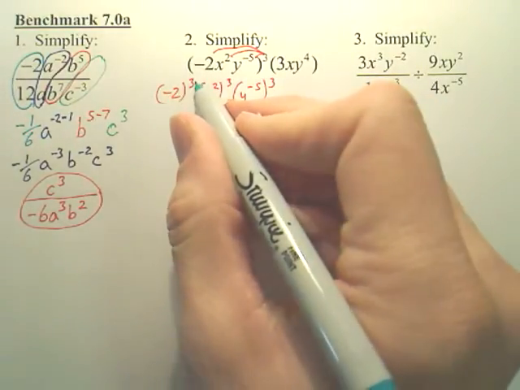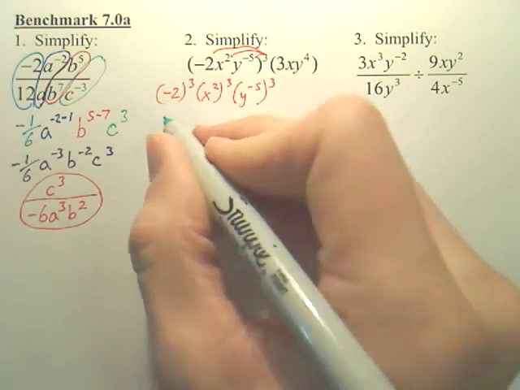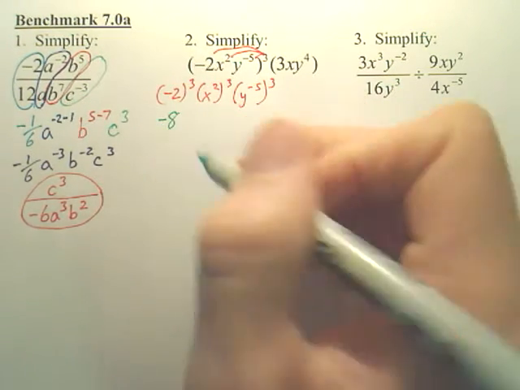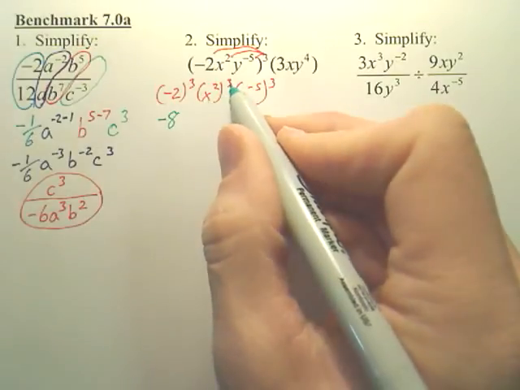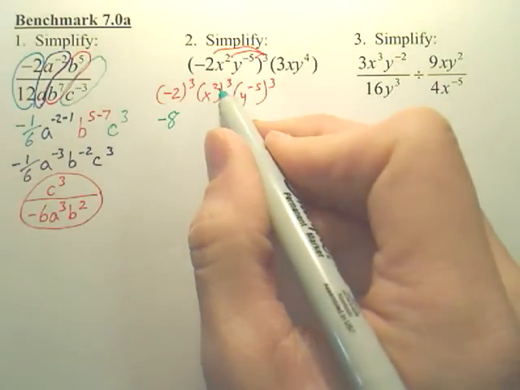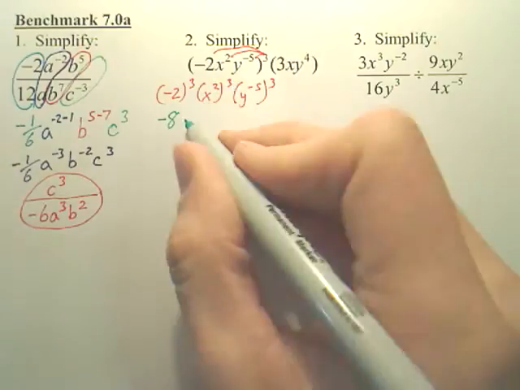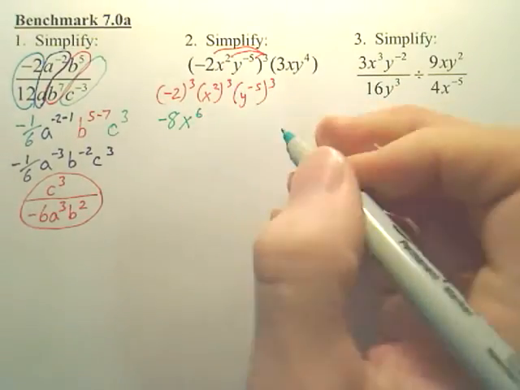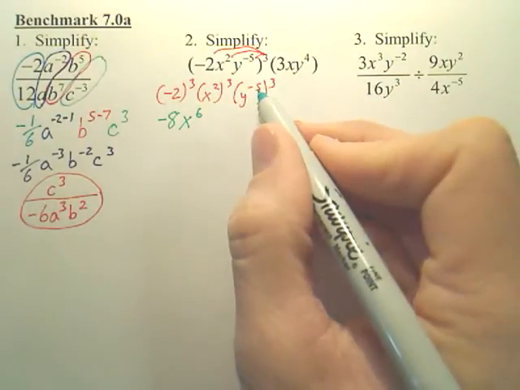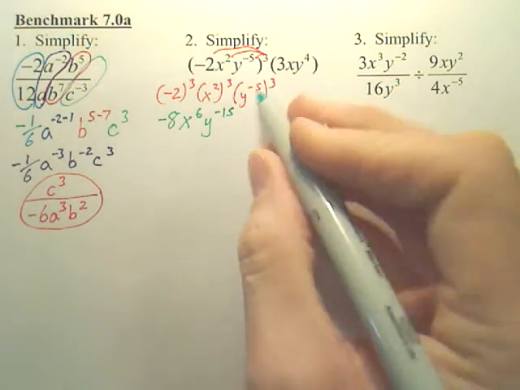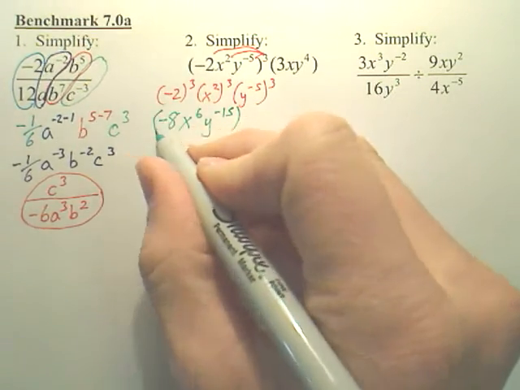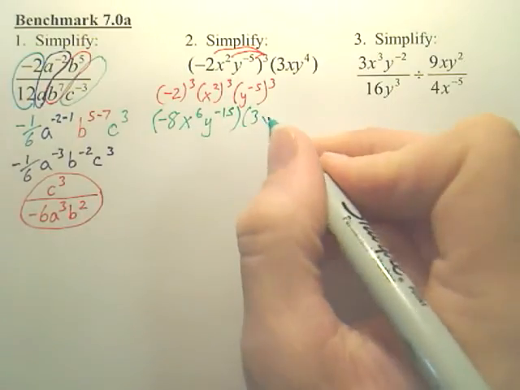That gives us negative 2 to the third is negative 2 times negative 2 times negative 2, which is negative 8. X squared to the third is x squared, x squared, x squared, which you basically multiply the powers. So that's going to be x to the 6th. And here, you multiply the powers, you get y to the negative 15th. So that's the first piece. Bring down the second piece.